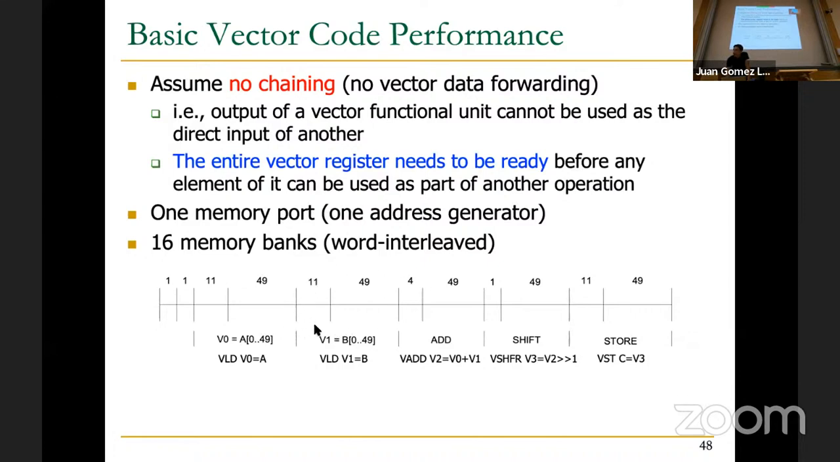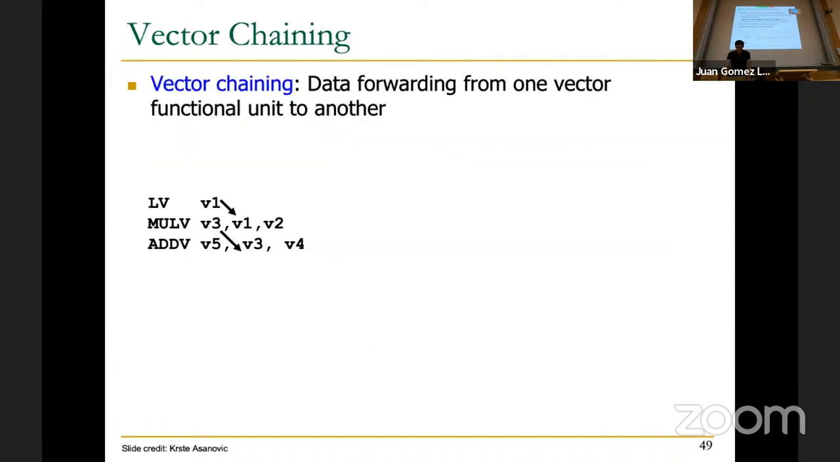Then we have the second vector load, for elements from array B. And once we have the 50 elements from A and the 50 elements from B, we can start the execution of the addition, then the execution of the shift operation, and finally the store. Observe that the latency of a single addition is 4 cycles. So after 4 cycles, we get the first addition result, one cycle later, the second addition result, and so on. It's already way faster than executing the serial code that we have seen before. This would only take 285 cycles, but we can make it even more efficient.